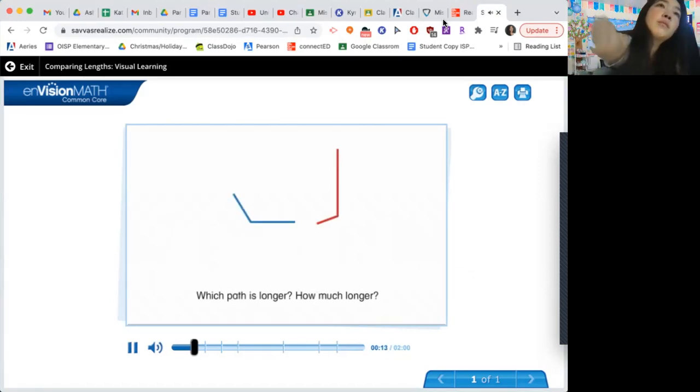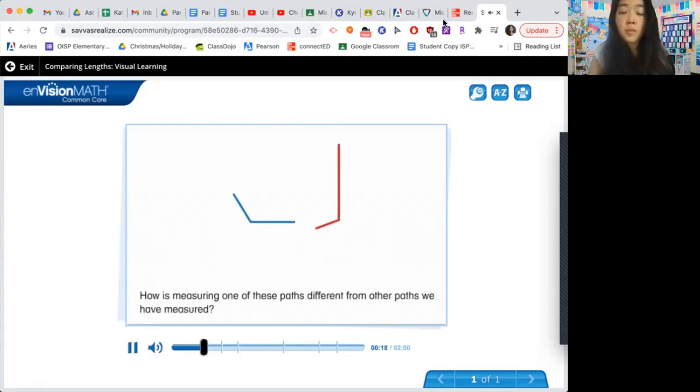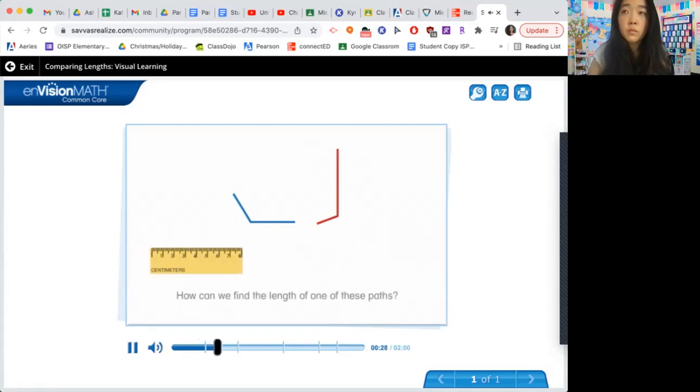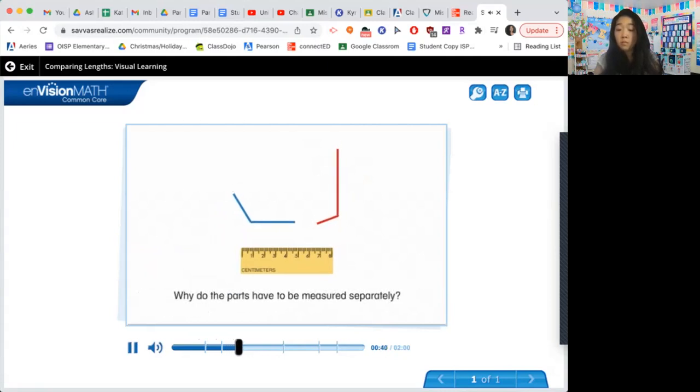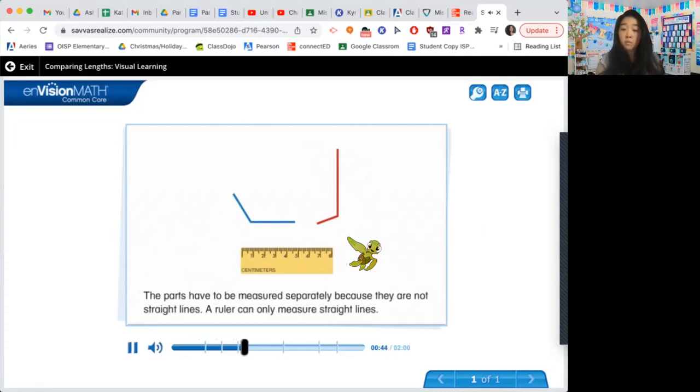Which path is longer? How much longer? How is measuring one of these paths different from other paths we have measured? The path is not straight. It has two straight parts that are connected. How can we find the length of one of these paths? Measure each part of the path. Then add the parts together to find the total length. Why do the parts have to be measured separately? The parts have to be measured separately because they are not straight lines. A ruler can only measure straight lines.